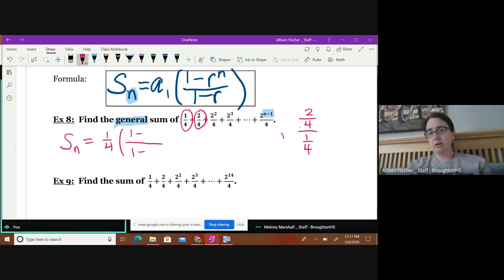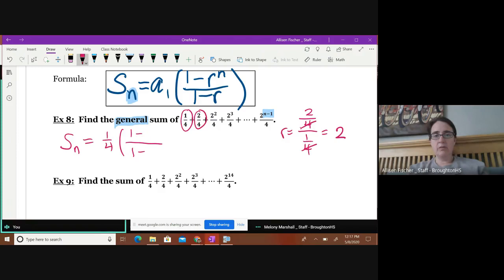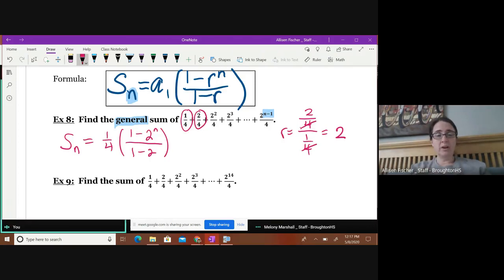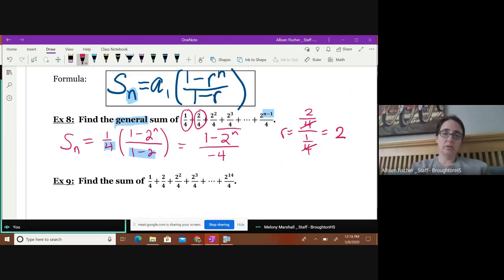To simplify this for r, we're going to cancel out these 4s and get that the r value is 2. You can also see that with the powers of 2 in the numerators. So this is going to be 2 to the n power over 2 in the denominator, and then you're going to want to clean that up as best you can. In the denominator, 1 minus 2 is going to give you a negative 1. You're going to multiply that by the 4. And in the numerator, you're going to multiply by the 1 on the outside, so you're going to have just 1 minus 2 to the n power. And in the denominator, you're going to have a negative 4. That's about as best you can do. So that is the general sum for that geometric sequence.